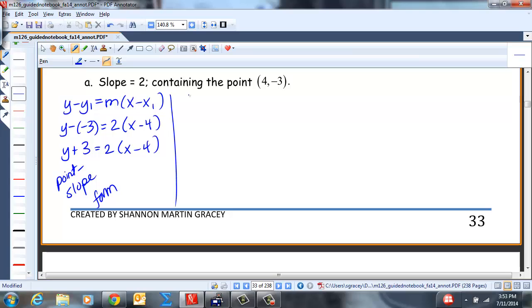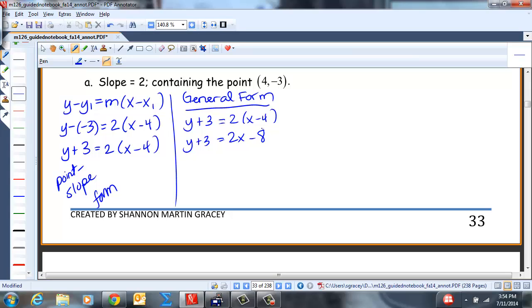So to go to general form, and it doesn't really matter what order you do this in, let's start here at y plus 3 is 2 times the quantity x minus 4. What we would like to do is distribute the 2 through, and we'll get 2x minus 8 on the right side.